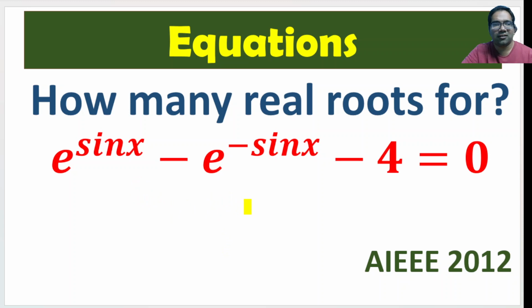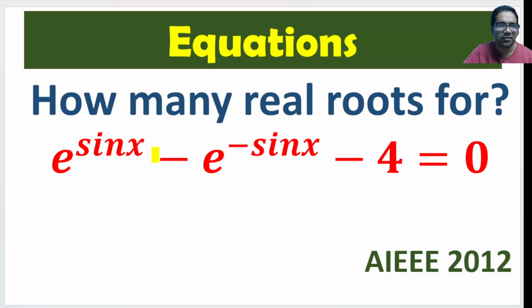When we convert this into a quadratic equation, we can solve for t. But then we have to verify whatever solution for t we are getting: will e^(sin x) satisfy that t? Why is that important? Because sin x is a periodic function, sin x can go between −1 and 1. So e^(sin x) also has a limit.